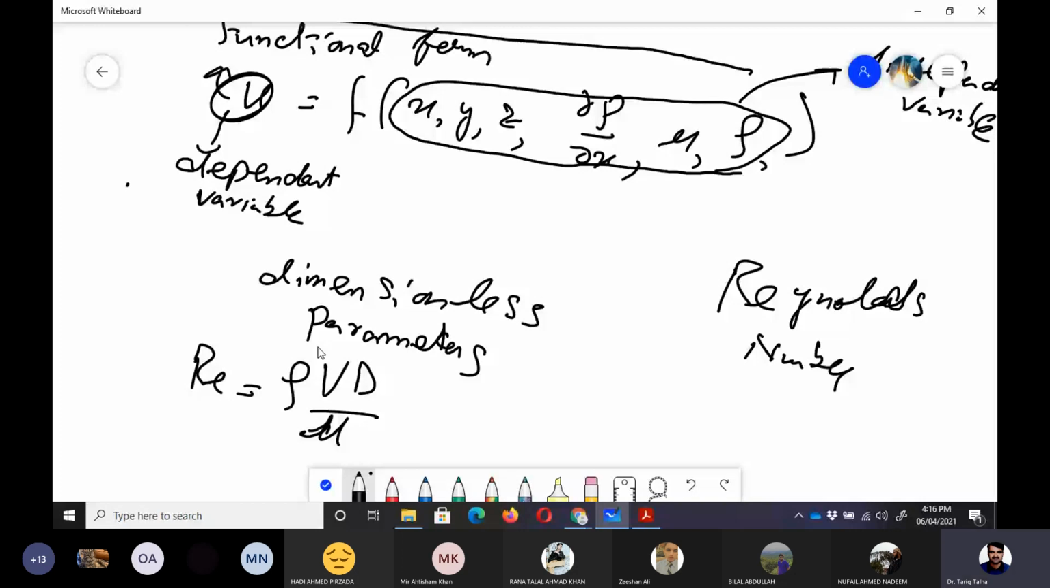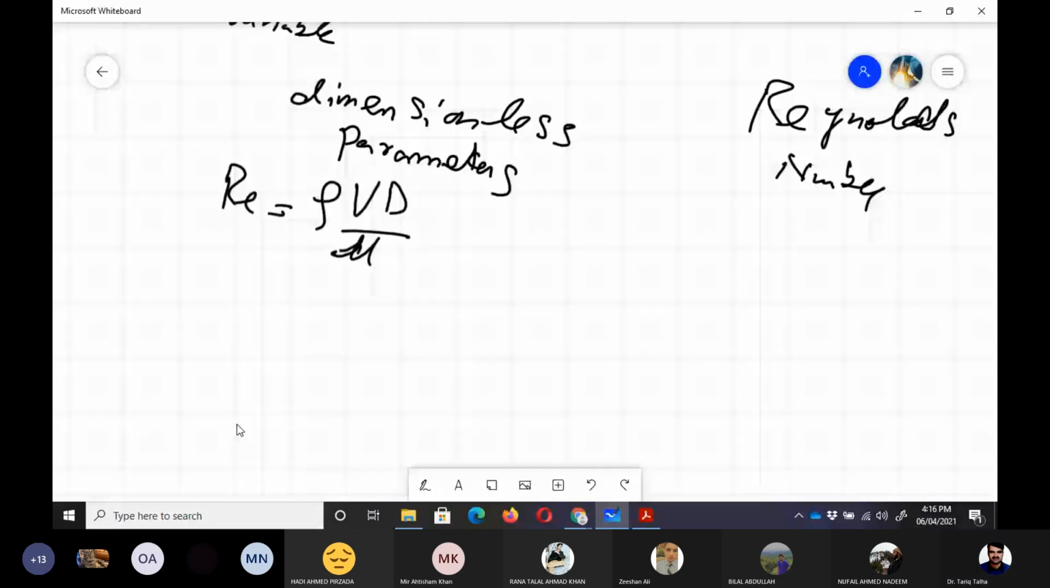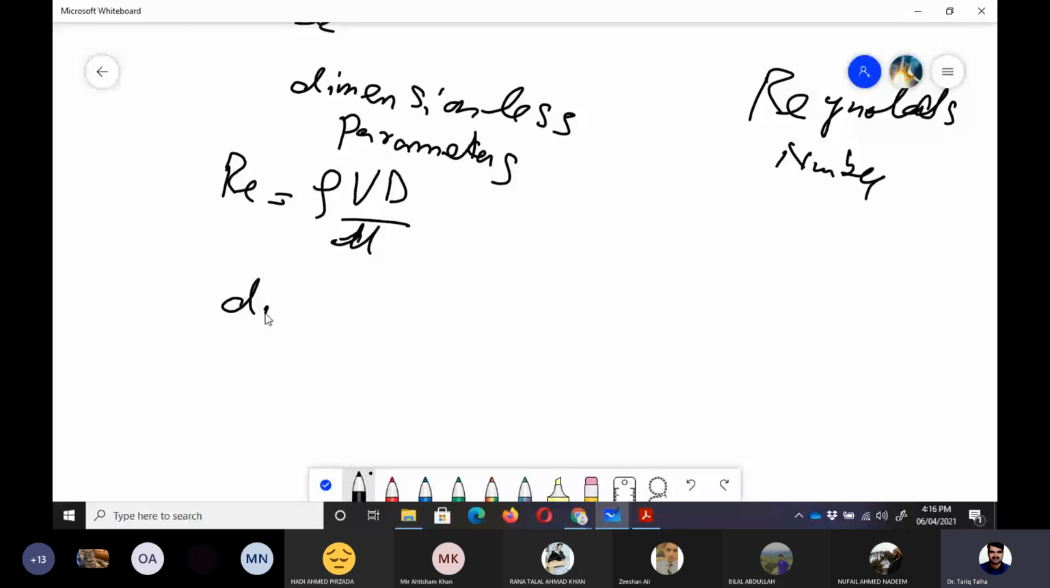So in this case, we have got dimensionless parameters. We want to introduce dimensionless parameters on the dependent variable side and the independent variable side. That process is called dimensional analysis, in which we see what variables are important for this flow, what is the dependent variable, what is the independent variable, and how to make them non-dimensional parameters.